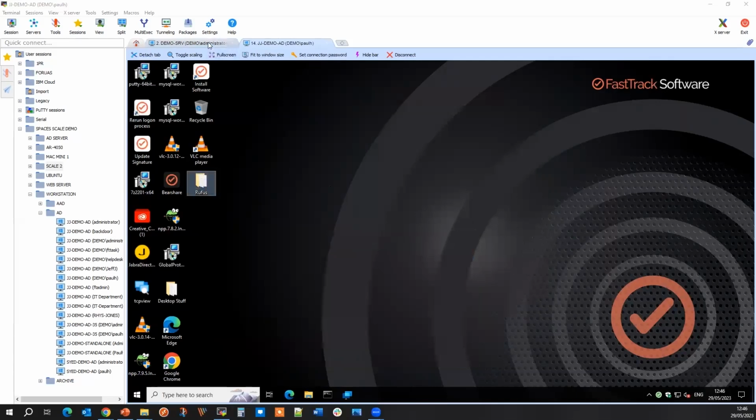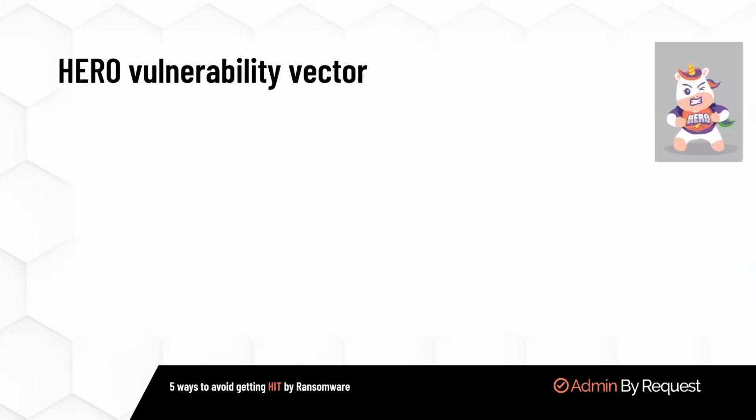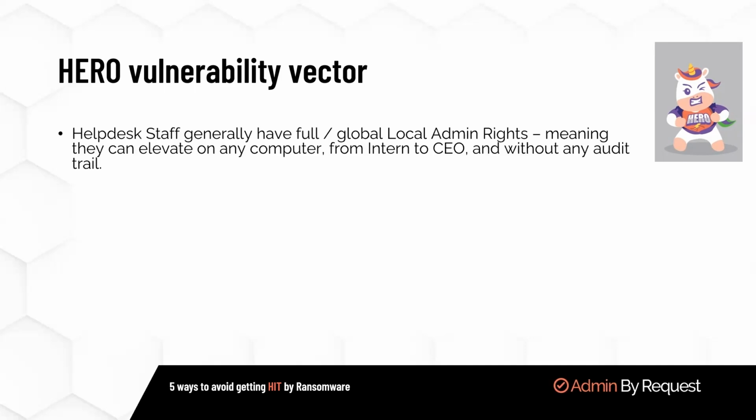And that is Robo. It's time for Hero to Zero Trust. So this is the Hero vulnerability vector, and really, this one is all about your help desk staff. Generally, when we talk to customers, we find that the help desk staff have full global local admin rights across the organization, so they can elevate on any computer from an intern to a CEO.